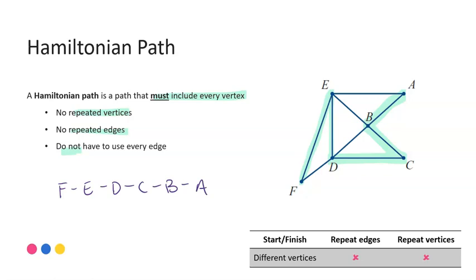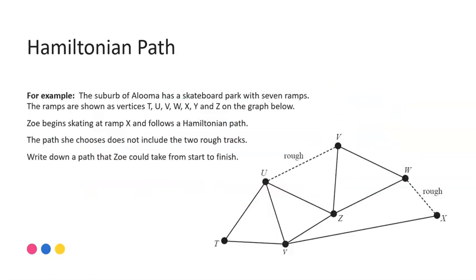Remember, at every vertex, so each letter is represented just once, and I'm starting and finishing at different locations. Looking at an example now, so we're back to the suburb of Aluma with the skate park. Zoe begins skating at ramp X and follows a Hamiltonian path. The path she chooses does not include the two rough tracks. Write down a path that Zoe could take from start to finish.